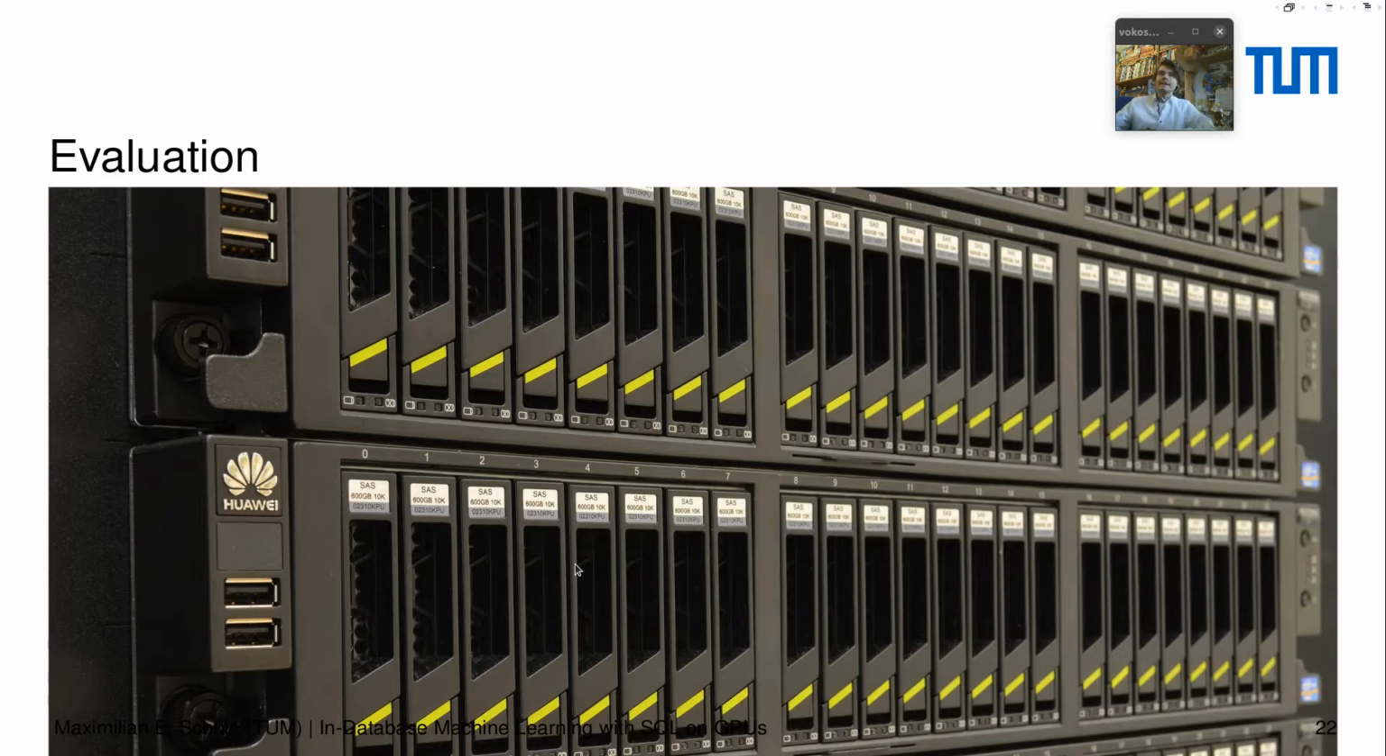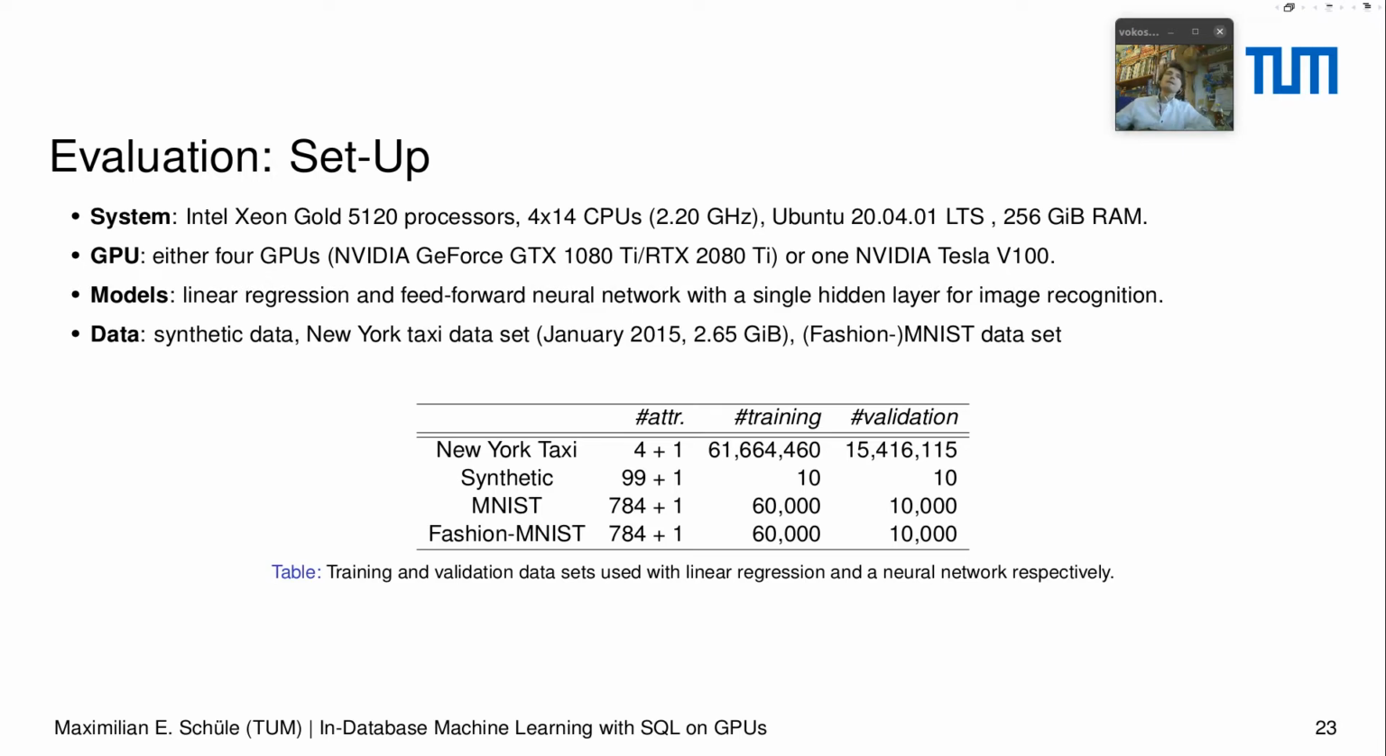So let's come to the evaluation. First of all, the setup. We have Intel Xeon Gold processors with 14 CPUs per NUMA node, and we were running on an Ubuntu 24 machine with 256 GB of RAM. We trained either on 4 GPUs, comparing NVIDIA GTX 1080 Ti or RTX 2080 Ti, or we were using one NVIDIA Tesla V100. As models, we used linear regression and a feed-forward neural network with a single hidden layer for image recognition.